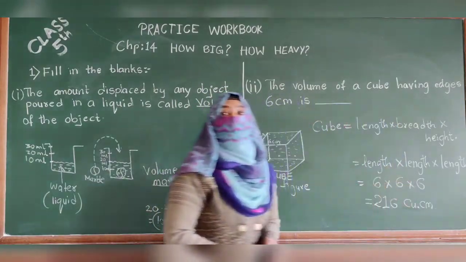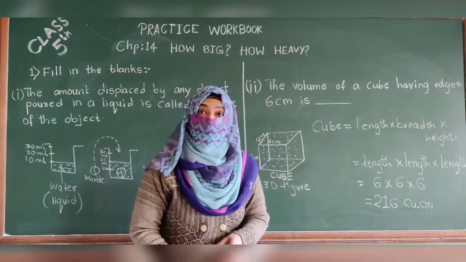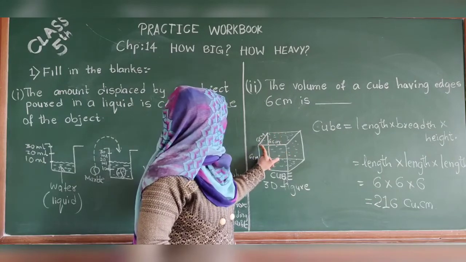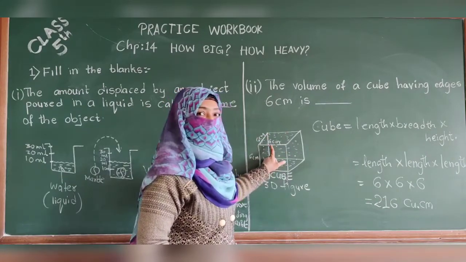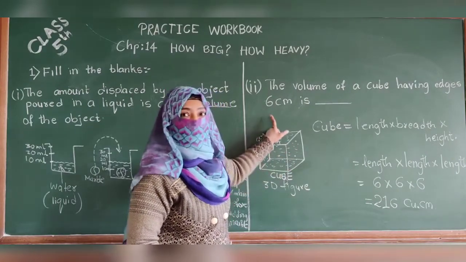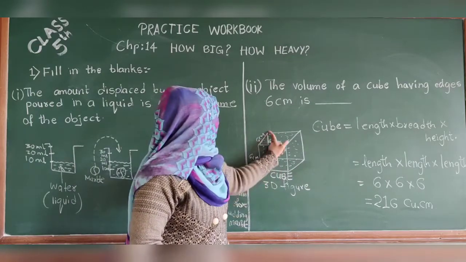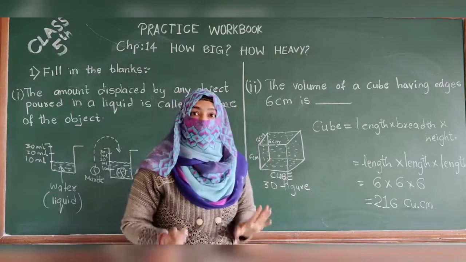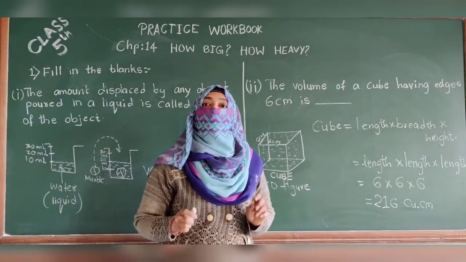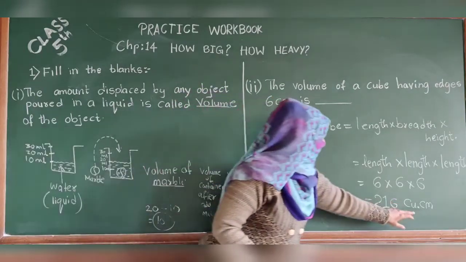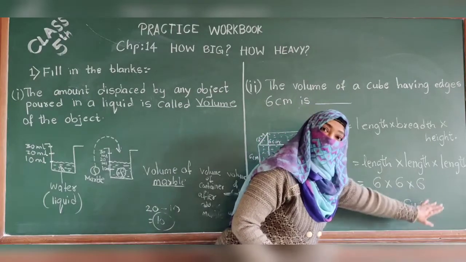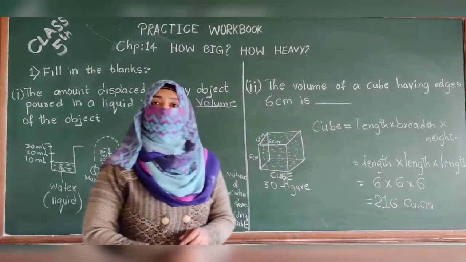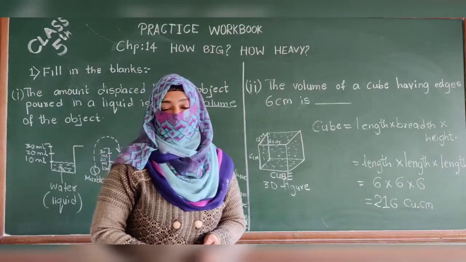So I hope students you understood that when you take out the volume calculation, the unit you will write as cubic centimeter. Now suppose it is given as 6 meters: length 6 meter, height 6 meter, breadth 6 meter, all are given in meters. Then you will write cubic meters. Understood? Now let us move on to the next fill in the blanks.